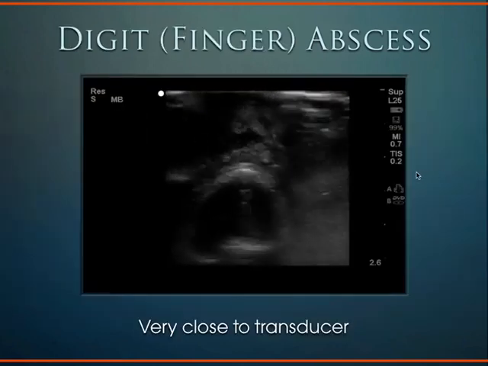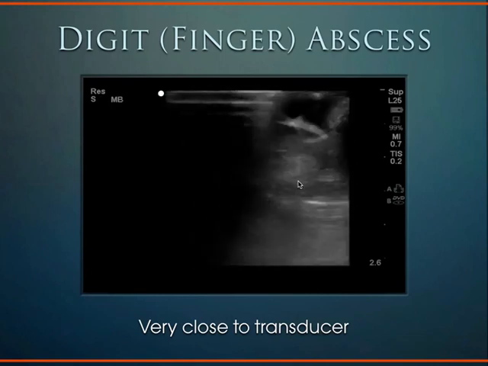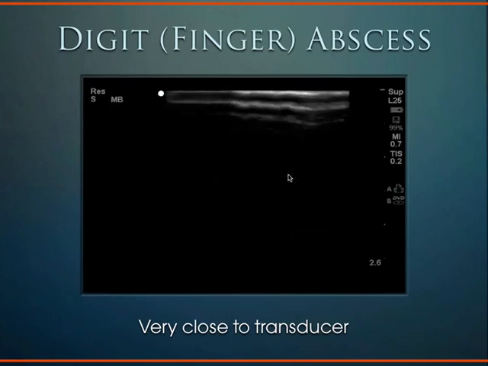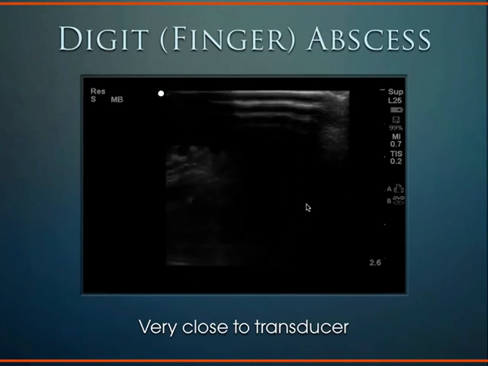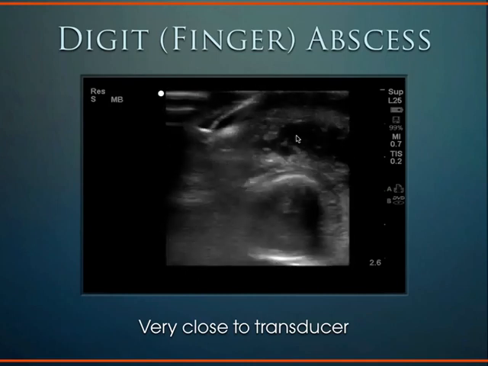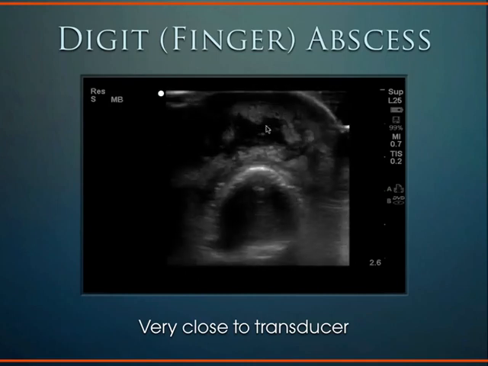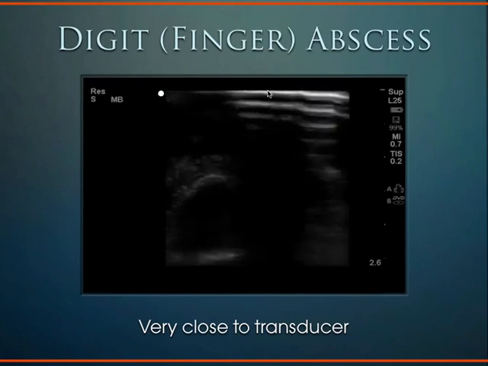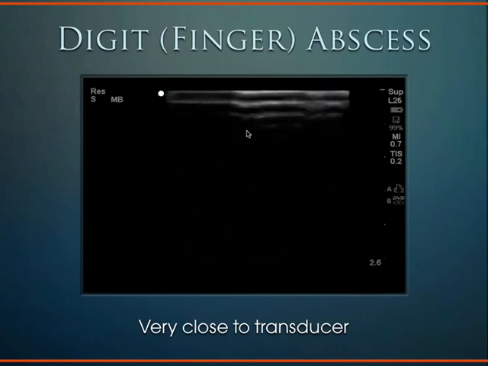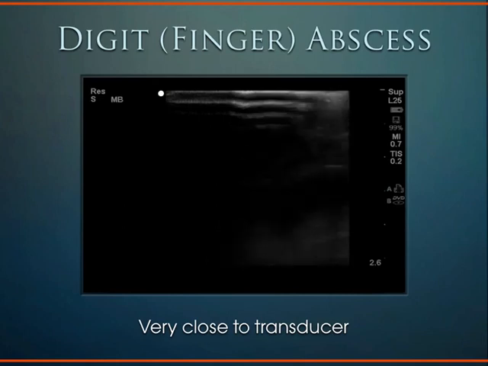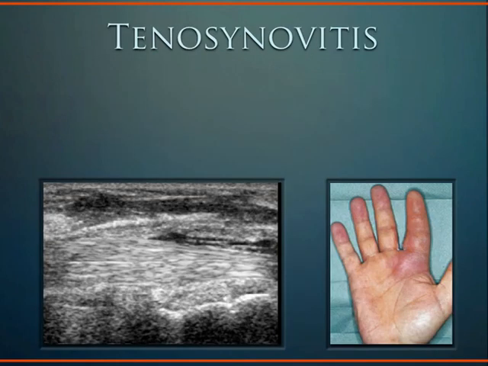Now here's a finger abscess. This is the bone of the finger seen right here, and superior to the bone or anterior to it, we can see all this abscess material that's beneath the skin but above the bone. This patient had a very large finger abscess that we're able to drain successfully.